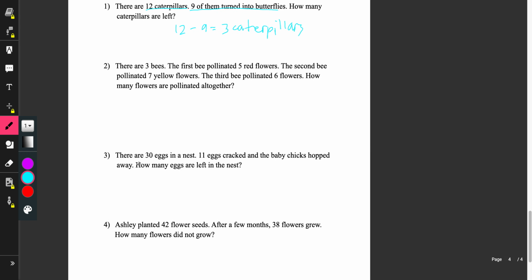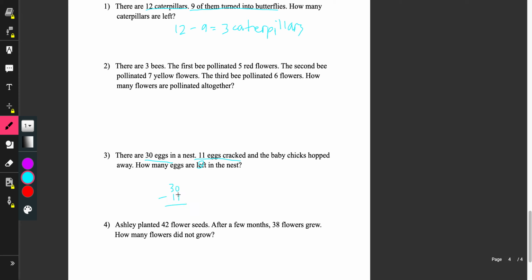For number 3, it says there are 30 eggs in a nest, 11 eggs cracked, and the baby chicks hopped away. So how many chicks are left in the nest? So 30 were in the nest originally. However, 11 eggs cracked, and baby chicks from those 11 eggs ran away. So technically that means that since 11 are cracked and are gone now, we're going to have to subtract, because it says how many are left in the nest, and since 11 cracked and they went away, meaning they're not in the nest anymore, we're going to have to subtract 30 minus 11.